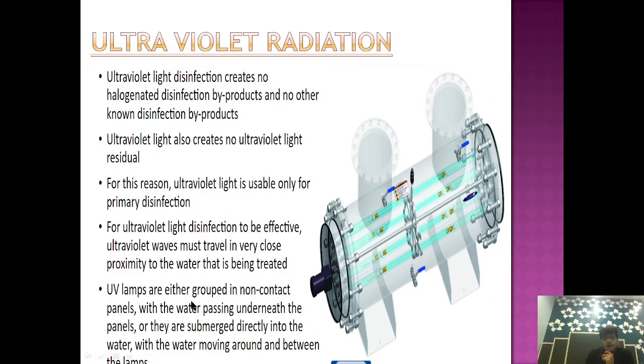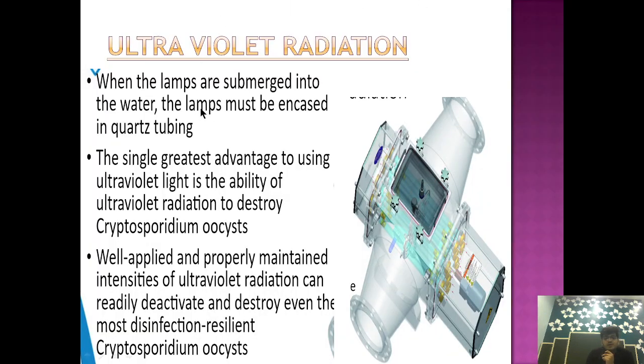UV lamps are either grouped in a non-contact panel with the water passing underneath the panel, or they are submerged directly into the water with water moving around and between the lamps. So these are the things. Now when lamps are submerged into the water, the lamp must be encased in quartz tubing. The single greatest advantage of using ultraviolet light is the ability to destroy cryptosporidium oocysts.